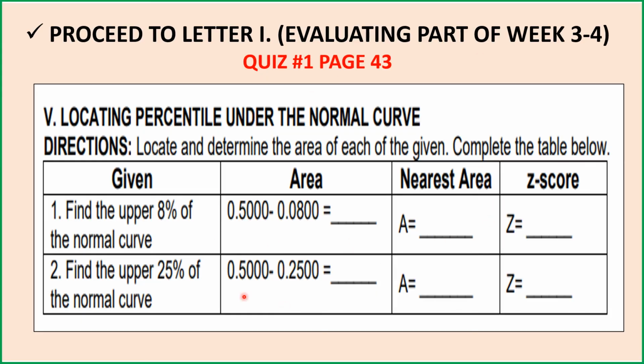So, this is the evaluation part, page 43 pa rin, under performance task, if I'm not mistaken. All you have to do is to find the area. So, tignan nyo yung area, mas mababa sa 0.5, right? Kaya nag-subtract siya ng 0.5 sa given area. So, subtract nyo lang yan. Tapos yung nearest area, hanapin natin. Basta refer lang tayo sa Z table. Then yung Z-score, kamukha lang nung step 1 to 5. So, ganun lang siya. Basta follow nyo lang yung sinabi ko, makukuha nyo yung area, nearest area, and Z-score.